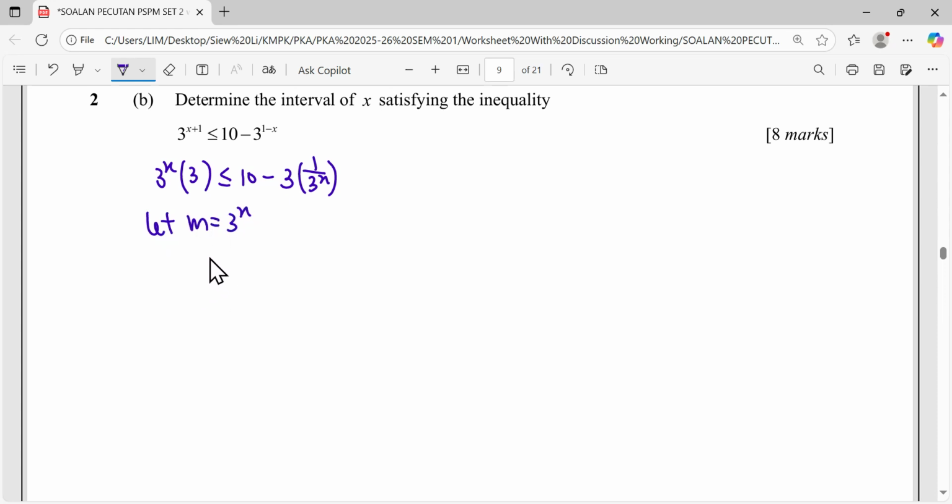Then we let these indices be m. So supposedly we will get a quadratic. Normally this happens in equations, but here they want to apply it in inequalities. It means when we get a quadratic, we will move on to quadratic inequality 2.2, not 2.1 anymore. Okay, so there will be 3m less than 10 minus 3 over m.